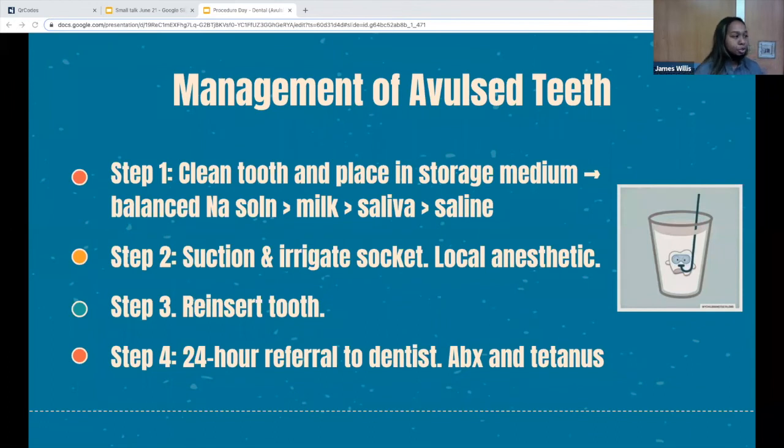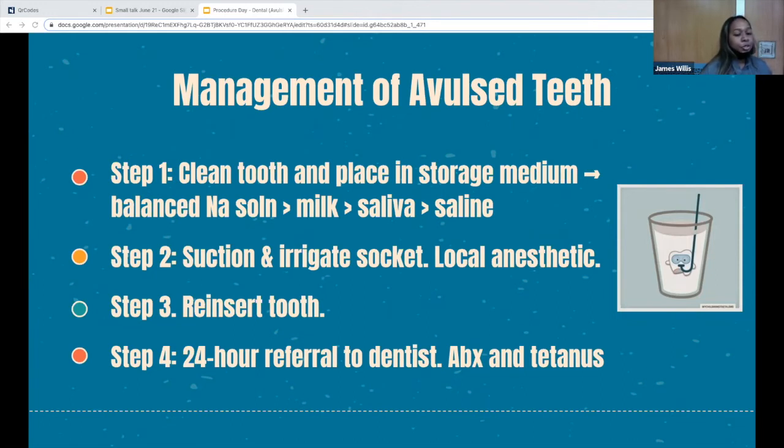In terms of which storage solution works best, if you have access to a balanced salt solution, like Hank's balanced salt solution that I saw in the reading, it's a solution made to a physiologic pH, and it has an isotonic salt concentration. They're also available commercially, called Save-A-Tooth. Those work really well. If you don't have access to that in your ED, you can also use an oral rehydration solution. Those work the best, but if you don't have that, you can use milk.